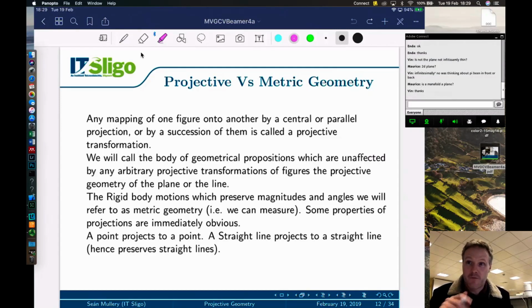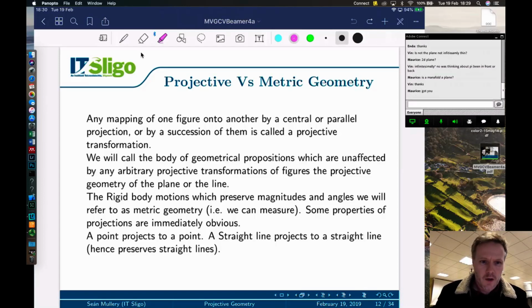Maurice is asking, is a manifold a plane? The other way around: a plane is a manifold, but a manifold doesn't have to be a plane, because a plane would be assuming that it's a linear thing. So a plane is a type of manifold, but a manifold can stretch to much more than that. Okay, so great questions there.